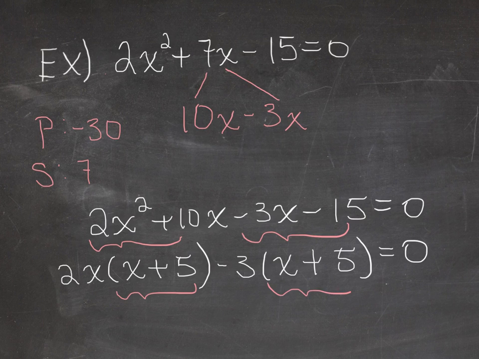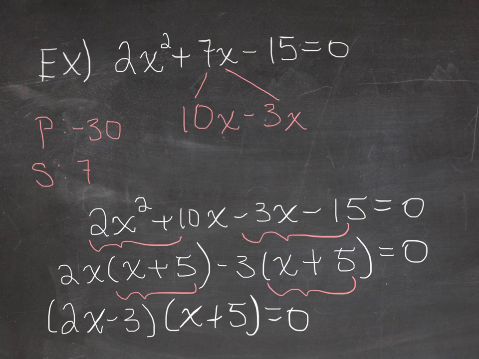So you see that those two brackets are the same. So now to finish factoring, I put the outside terms into a bracket together, so 2x minus 3, and then I take one of those x plus 5, so x plus 5, and that's equal to 0.